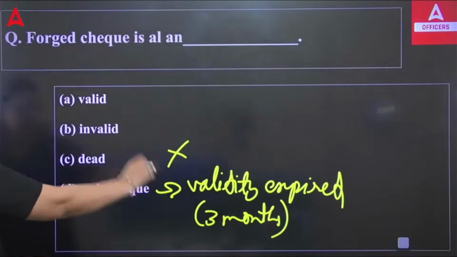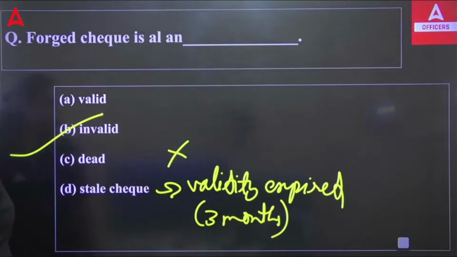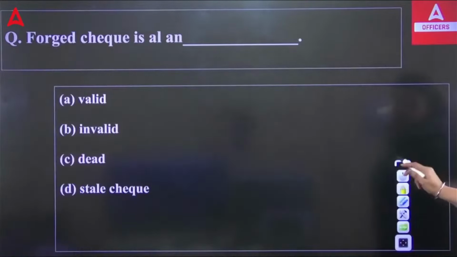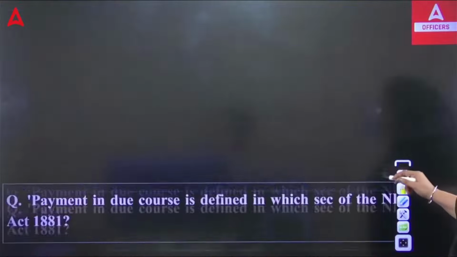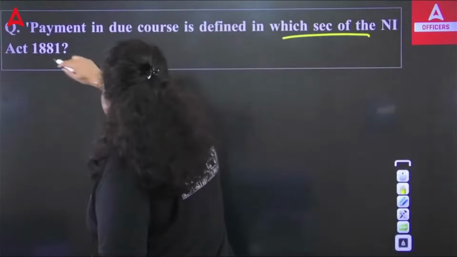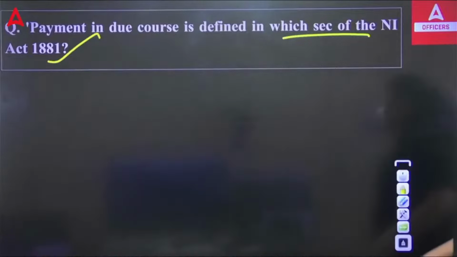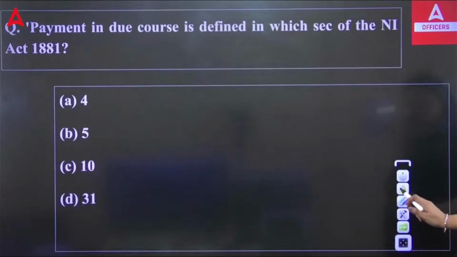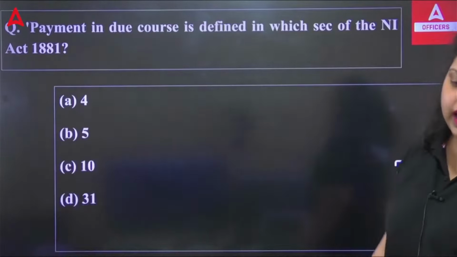So, it can't be valid, it is invalid. So, forged check is always an invalid check. Right answer will be B. Next, payment in due course is defined in which section of Negotiable Instruments Act 1881? So, payment in due course is defined under which particular section? You have to answer. Section 4, 5, 10 or 31.